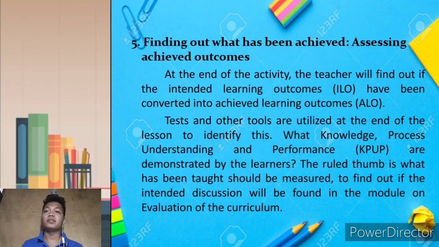Assessing achieved outcomes. At the end of the activity, the teacher will find out if the intended learning outcomes have been converted into achieved learning outcomes. Tests and other tools are utilized at the end of the lesson to identify this. What knowledge, process, understanding, and performance are demonstrated by learners? The rule of thumb is what has been taught should be measured, to find out if the intended outcomes were achieved. Further discussion will be found in the module on evaluation of the curriculum.